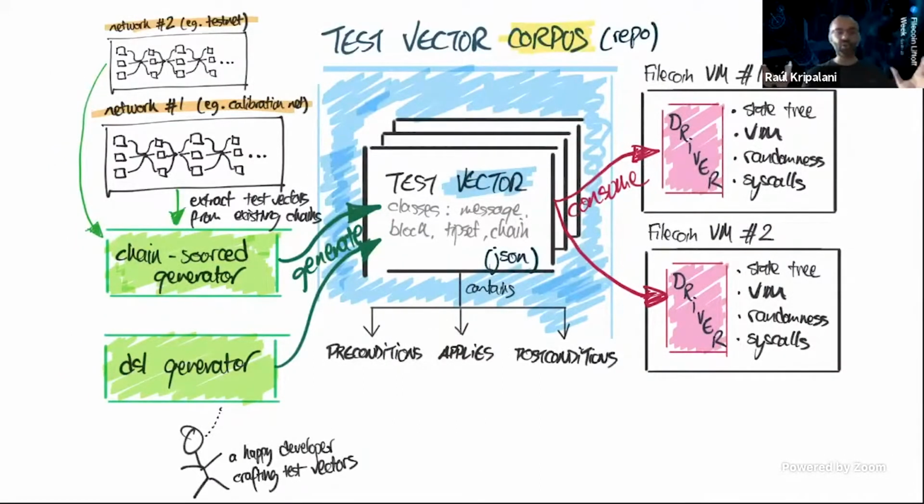Just to give you a bird's eye view of how we build the test vector system: on the left-hand side of this diagram, you see how vectors are generated, by reaping them from a network or by crafting them using a DSL. These two things create vectors. On the right-hand side, VM implementations and Filecoin implementations only need to implement a driver that consumes that test vector and subjects their components to the circumstances and situations described by it.